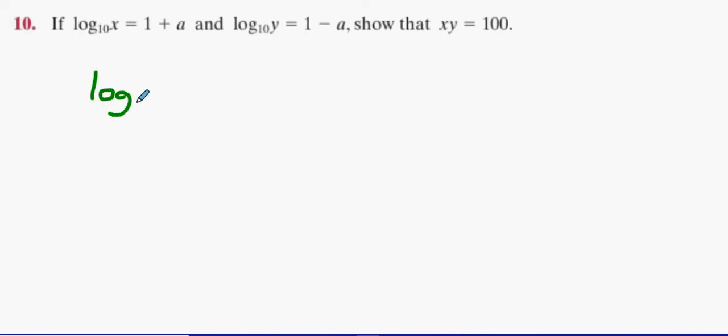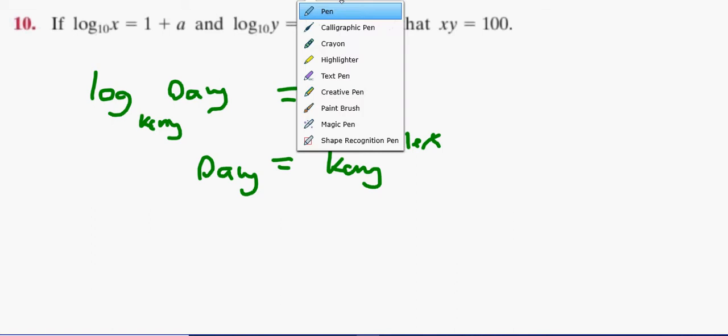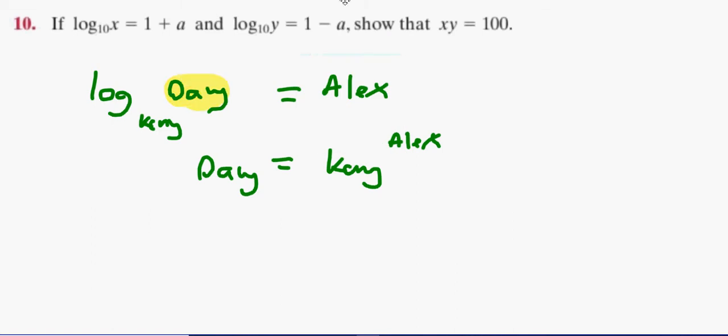What did I say log daily to the base Kenny is? If log daily to the base Kenny is Alex, let's say. Can anybody tell me what daily is on its own? Kenny to the power of? Does that make sense? It's about moving the numbers around. Basically, every single time, yellow will equal blue to the power of pink. Everybody got that? No matter what's there, yellow equals blue to the power of pink.